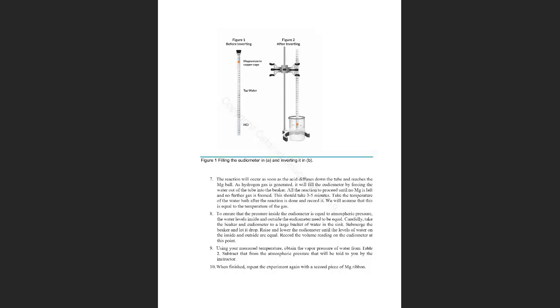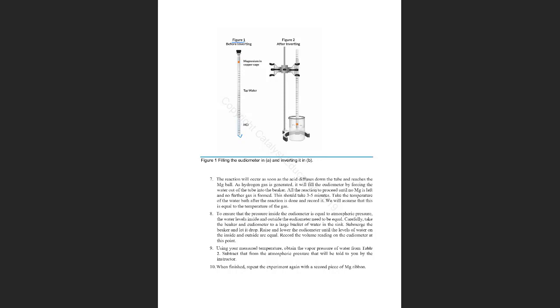Let's look first at figure 1. We are going to collect the gas in this long tube that is closed at one end and is marked in units of milliliters. This tube is called a eudiometer, and we are going to use it to measure the volume of the hydrogen gas produced.